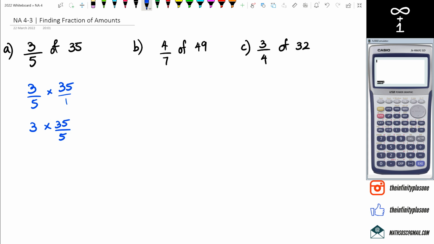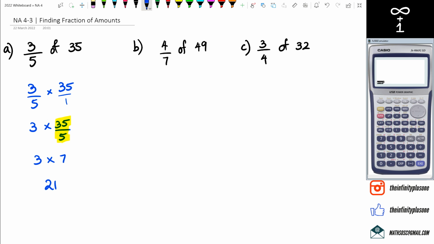But a shortcut way of doing it is, just because we're multiplying, we can move the denominators around. So when we do this, 35 divided by 5 is actually 7. So you're going to end up with 3 times 7, which equals 21.